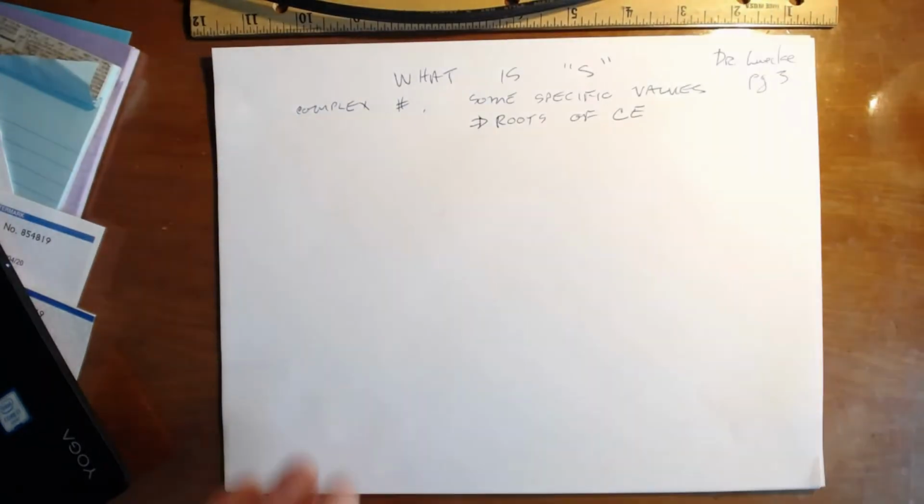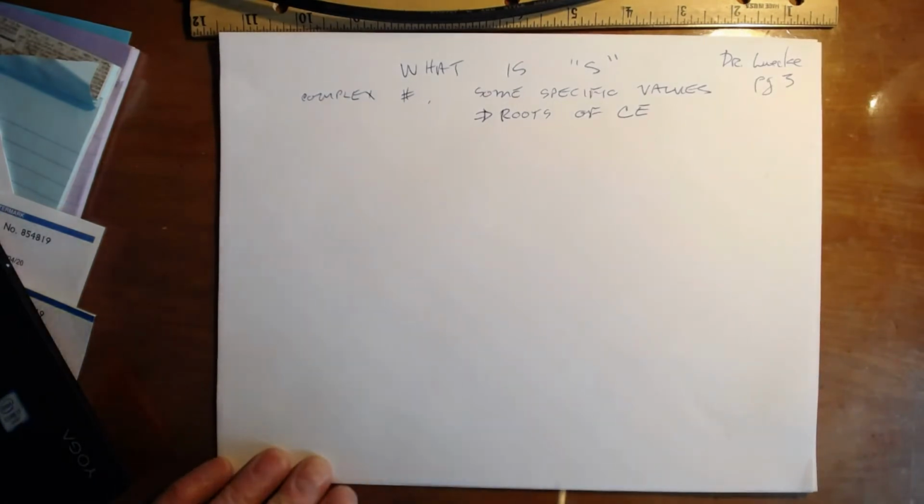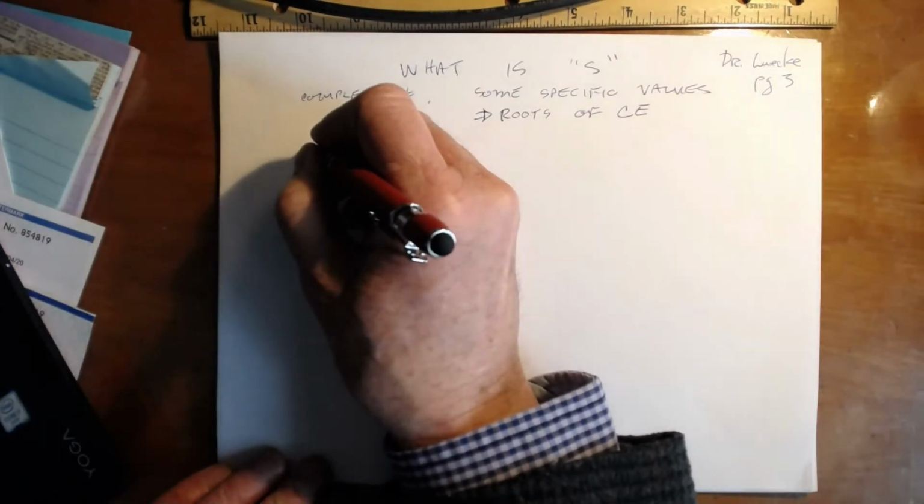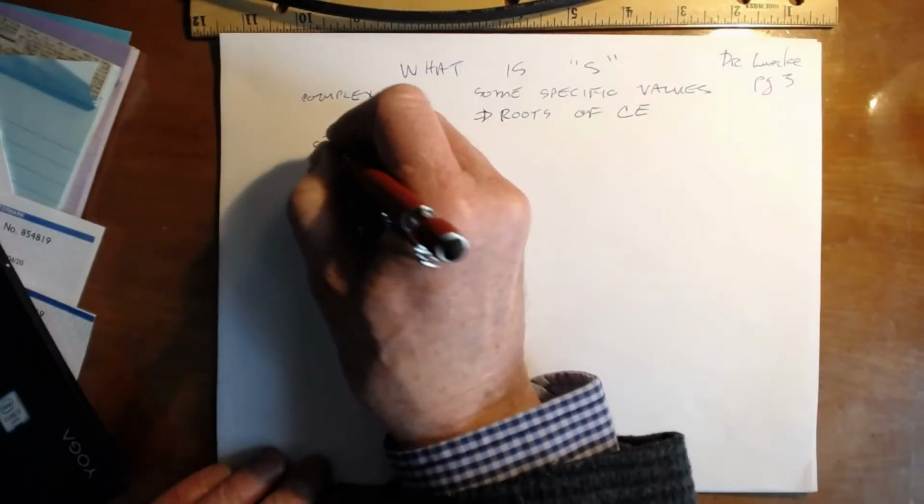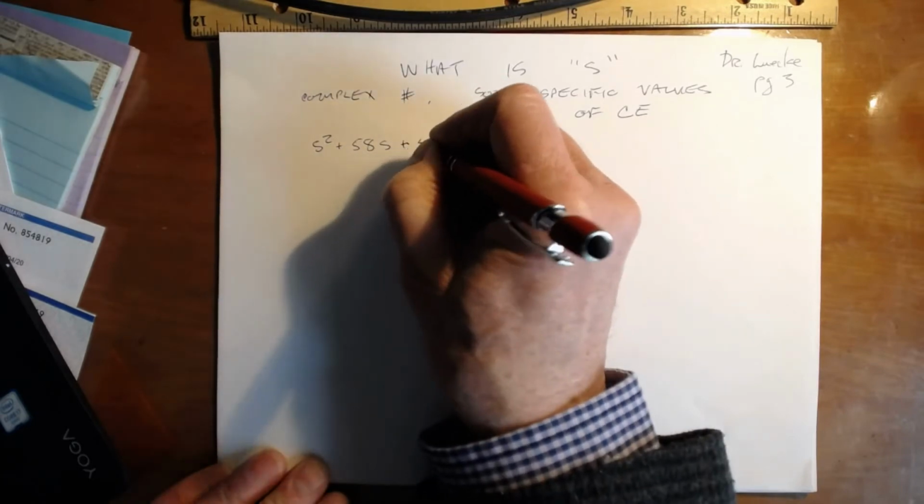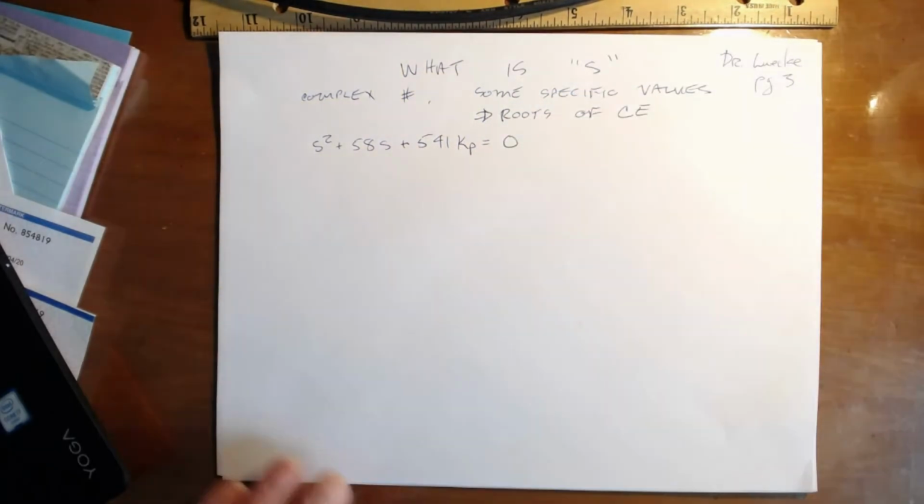Now, let's take a look at what those roots might look like. What we know is that in this particular case, the characteristic equation is s squared plus 58s plus 541 Kp equals 0. Those are the roots of the characteristic equation.